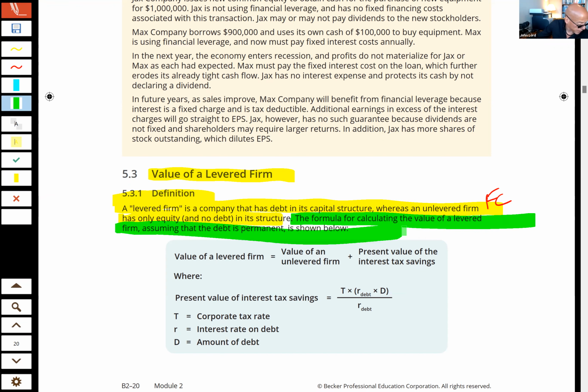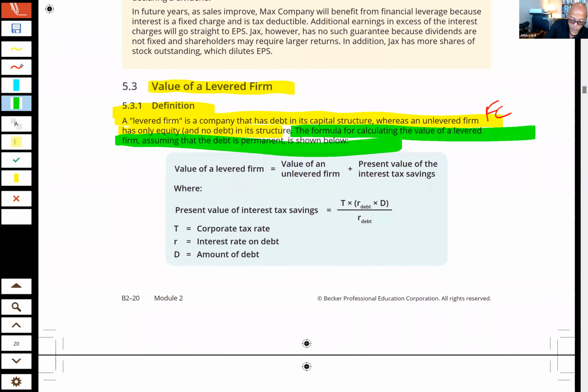Then they give us the formula for calculating the value of a leveraged firm, and I guess we're going to have to memorize this formula, which is the value of an unlevered firm plus the present value of interest tax savings. We'd have to do our calculations for the present value of interest tax savings, which is really where the formula comes in. It's the tax rate times the interest rate times the debt, divided by the interest rate. That's going to give you the value of the leveraged firm.